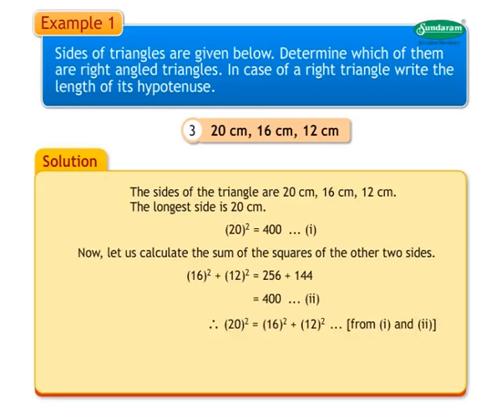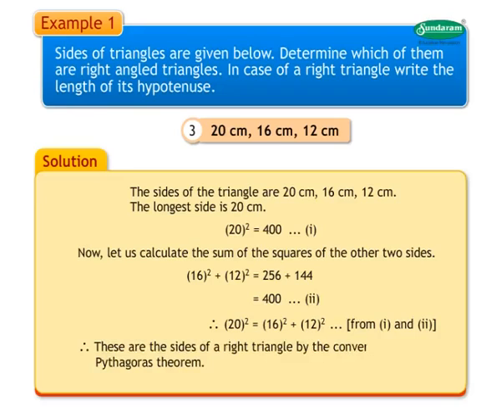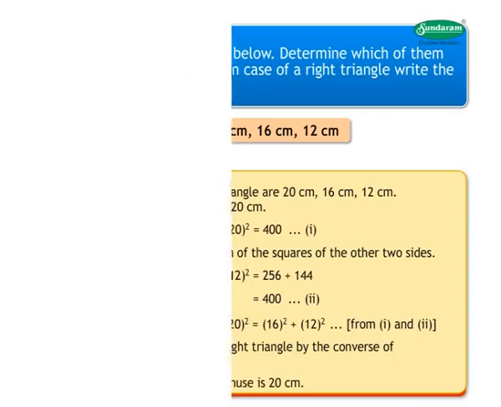Therefore, from statement 1 and 2, we get 20 square is equal to 16 square plus 12 square. Therefore, these are the sides of a right-angled triangle by the converse of Pythagoras theorem. Length of the hypotenuse is 20 centimeters.